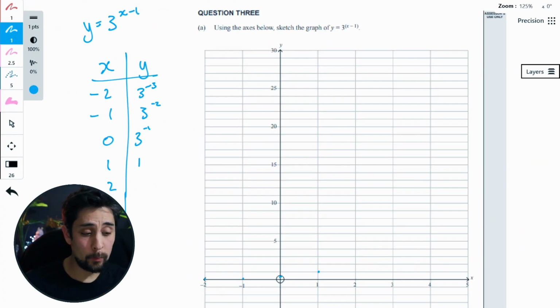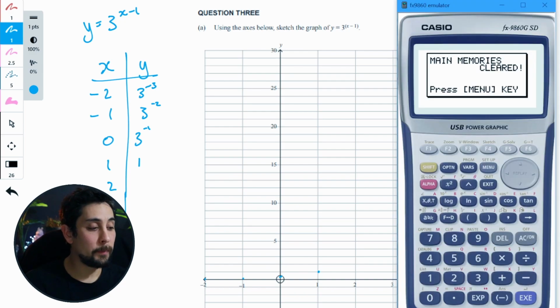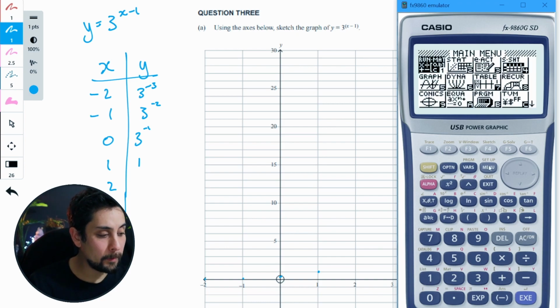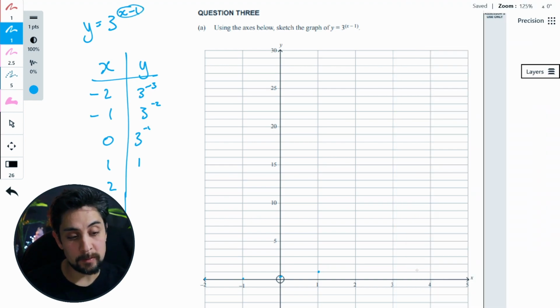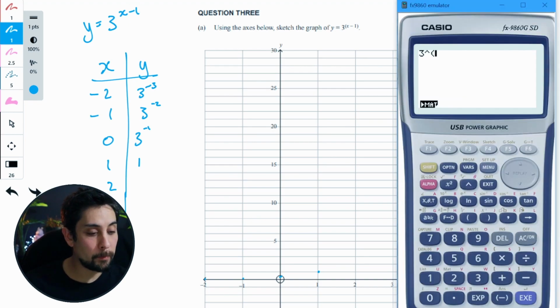If you don't want to go through this process of listing out all the numbers one by one, you can get out your handy dandy calculator, open it up, go to the run setting and type in 3 to the power of, and then in brackets, because this is one group up here, we write x, whatever the x value is, so in this case 2 minus 1, close that bracket and press execute.